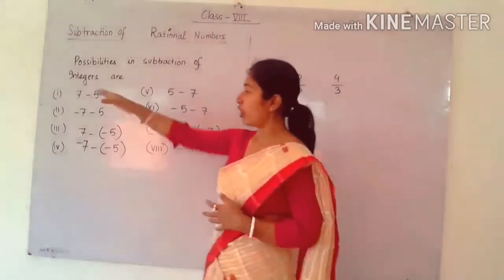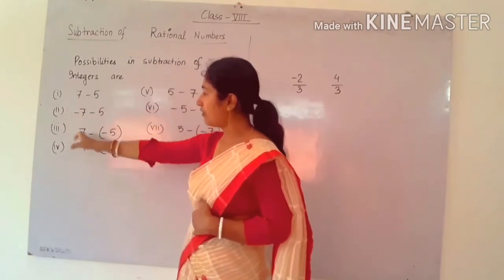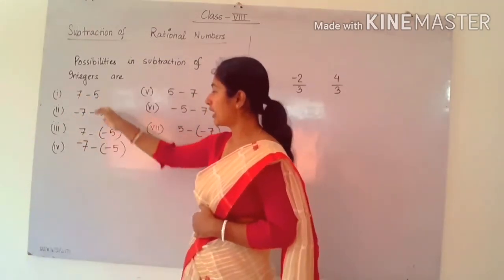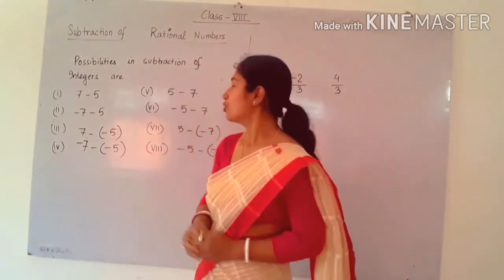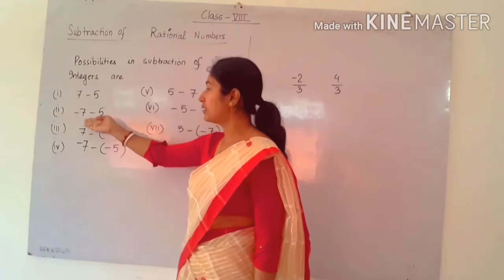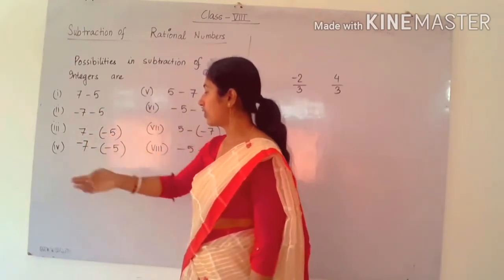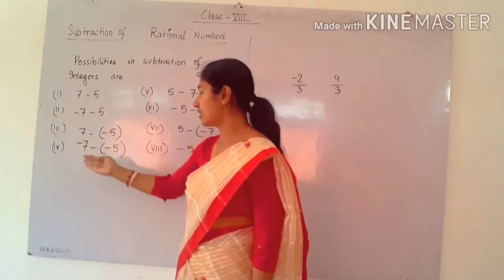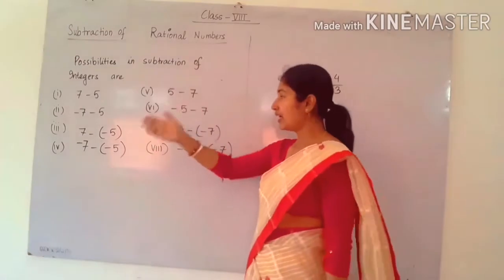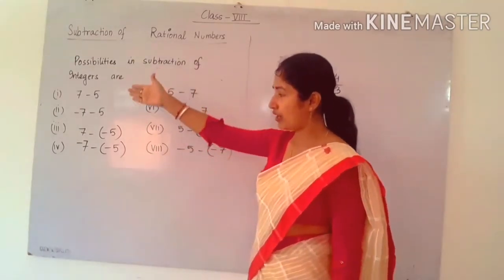First of all, in 1, 2, 3, 4, see that the first number I have taken is greater than the second number. The second number is smaller than the first number. So the first possibility is 7 minus 5. The second possibility is minus 7 minus 5. The third possibility is 7 minus of minus 5. The fourth possibility is minus 7 minus of minus 5. Similarly, I have taken the rest of the 4 the same as 1, 2, 3, 4.